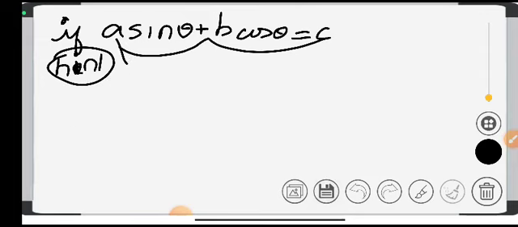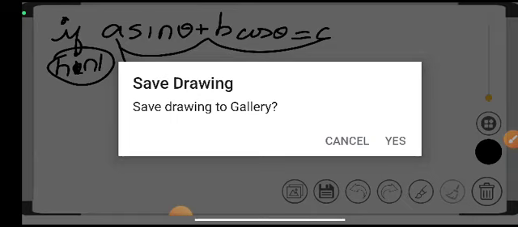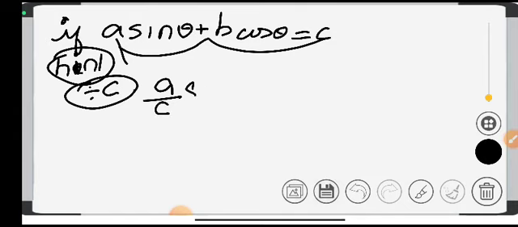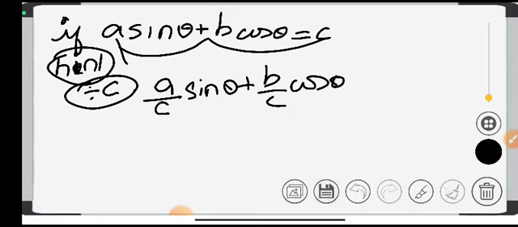What is that? Wait a second. What is that? That is divide by c, all of them, so that a upon c sin theta plus b upon c cos theta is equal to 1. c by c is equal to 1.